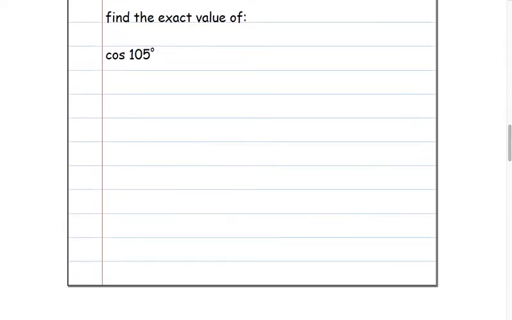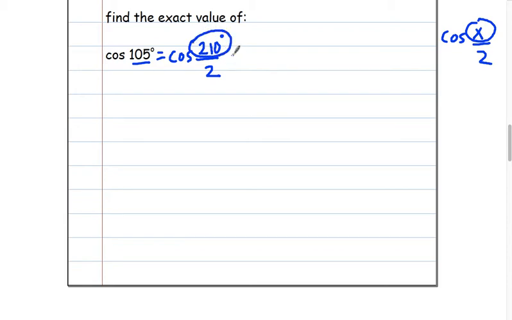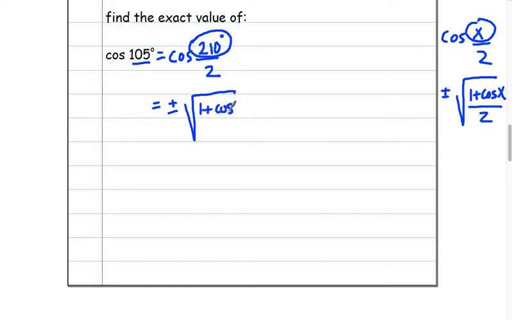Okay, 105 is not on the unit circle. So what we're going to do is figure out what the value of x would be. We're going to use a half angle formula. What divided by 2 is 105? So that would be 210. So the value of x is 210. Okay, so we're going to use our formula, plus or minus square root of (1 plus cosine x) over 2. So in this case, it'll be 1 plus cosine of 210 all over 2.